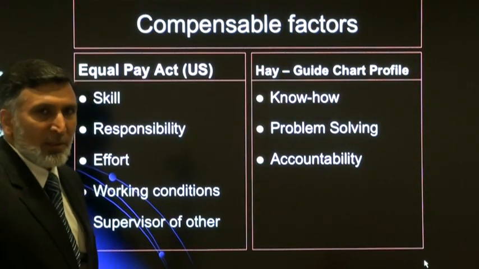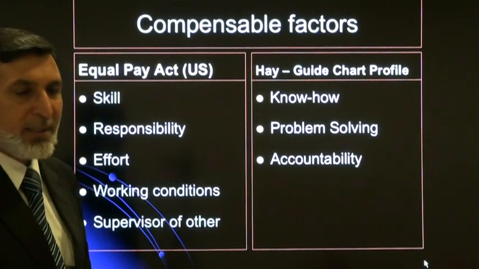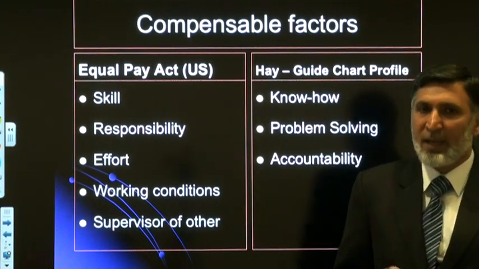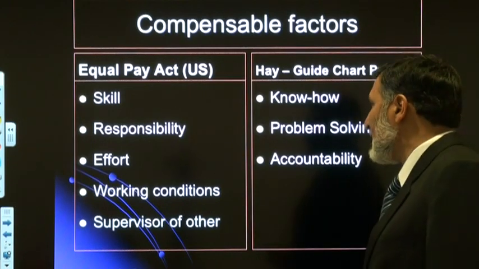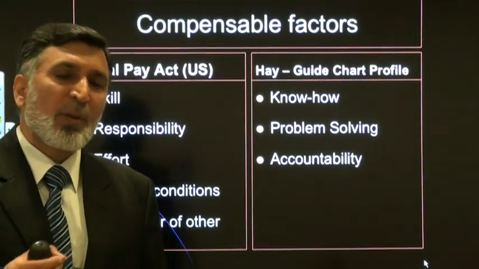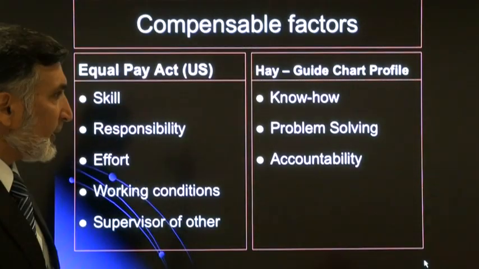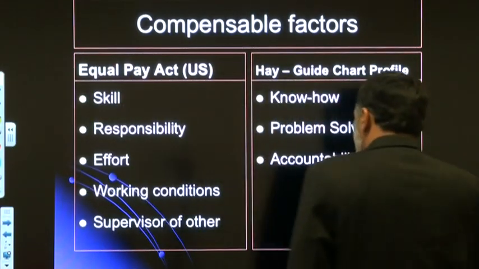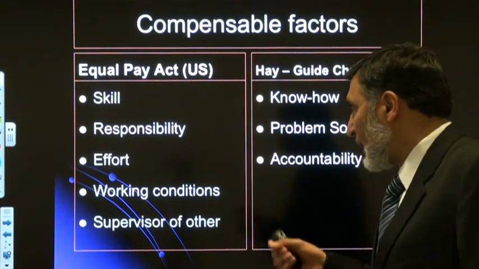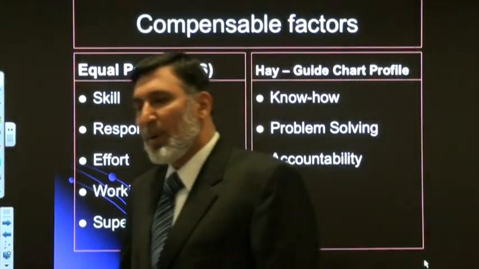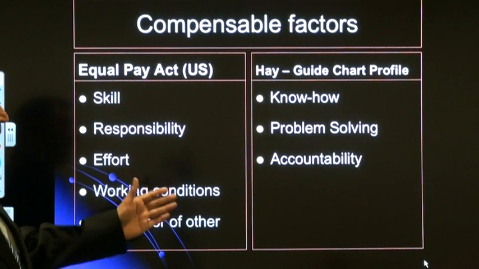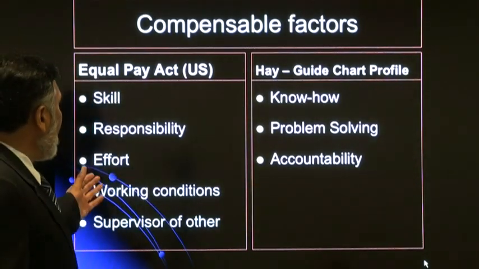As per the US Equal Pay Act, Chapter 7 of the Civil Rights Act states that all jobs in the US should have these compensable factors: skills, effort, responsibility, working conditions, and supervision of others. But as per your organization's strategy and business, you may change these factors. Based on the Hay profile chart, there are three factors: know-how, problem solving, and accountability. So we're going to evaluate the job to determine the relative worth using the point factor method. First, we will evaluate the jobs based on the Equal Pay Act factors, then we will move forward.